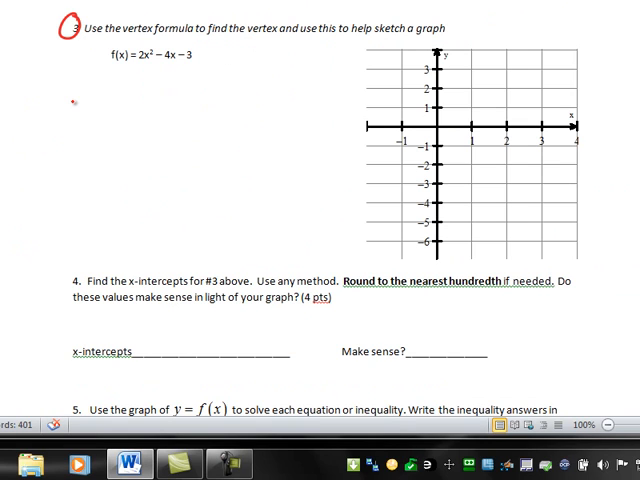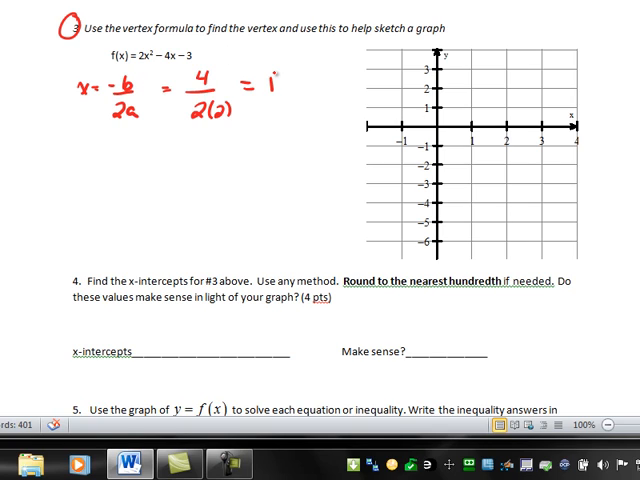Okay, use the vertex formula to find the vertex and use this to help sketch a graph. So we need to find the vertex. We have x equals negative b over 2a to give me the x coordinate of the vertex. And then whatever you get for that x, just plug it in and find out what y is. Okay, so again, we have negative b. So in this case, b is negative 4. So we have a negative negative 4, which is a positive 4, all over 2 times 2. So we get 1 for the x coordinate.